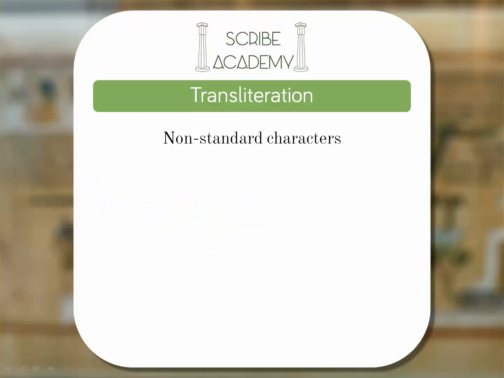Most transliteration characters are the same as our letters, such as P, T, S, G, and R. What you won't see are our standard vowels, A, E, I, O, and U, because the Egyptians didn't write them down. What you will see are some unfamiliar characters.